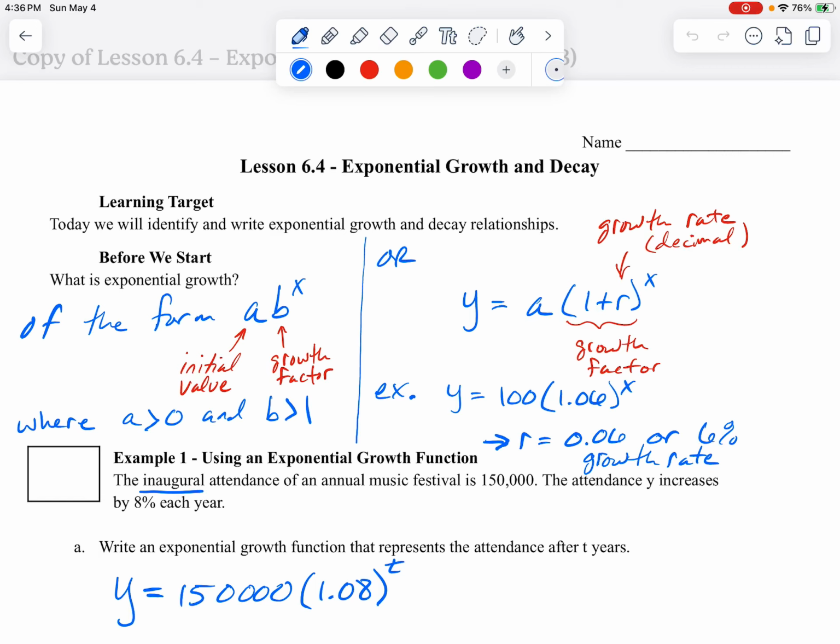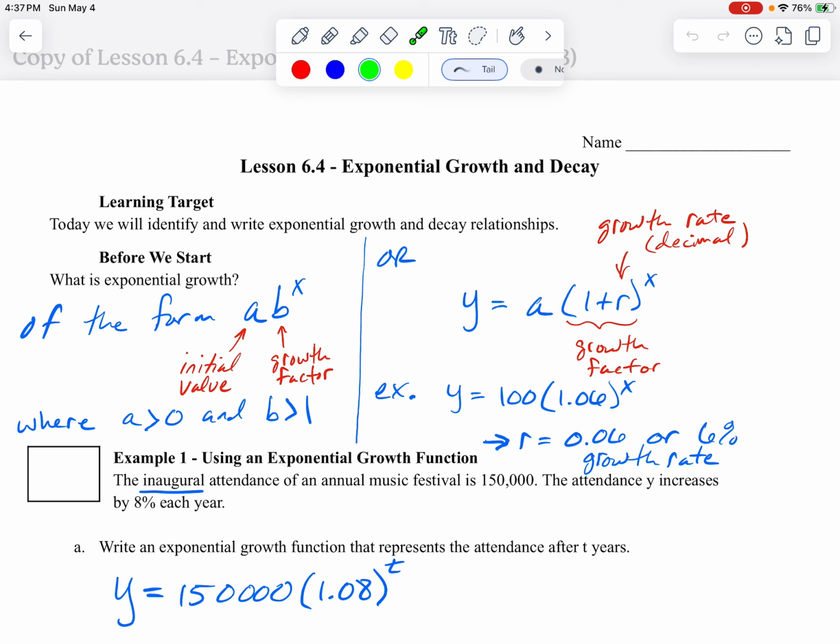This is the video for our 6.4 notes. It is already filled out. I'm going to go through kind of quickly, so if you need to pause at any point, I encourage you to do that, or you may even need to watch certain parts a couple of times to make sure that you're completely understanding. So, exponential growth and decay.